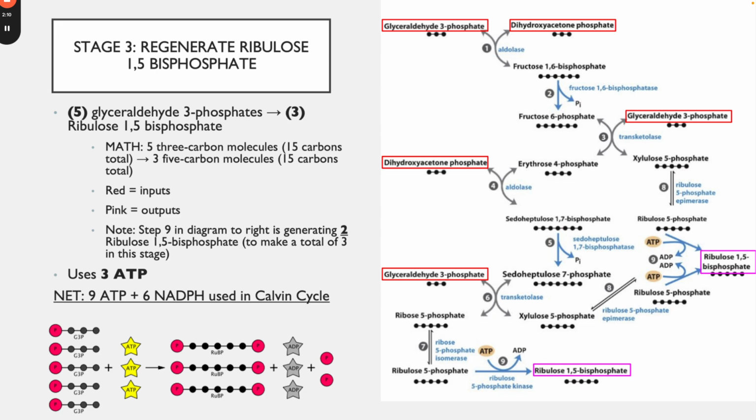Hopefully that makes sense. Does anyone have questions about the Calvin cycle in general, at least in terms of the net ATPs, net NADPHs? Okay.